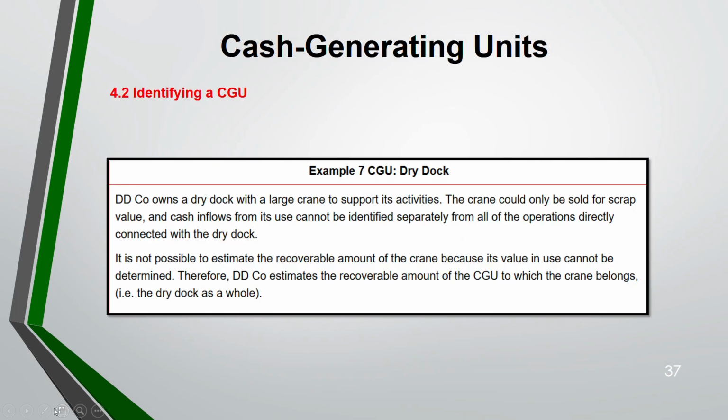Example 7, CGU dry dock. DD owns a dry dock with a large crane to support its activity. The crane could only be sold for a scrap value, and cash inflows from its use you cannot identify separately from all of the operations directly connected with the dry dock. So in this case, it's not possible for you to get a recoverable amount of the crane because its value in use cannot be determined. What happens? DD has to estimate the recoverable amount of the CGU to which that crane belongs. In this case, you have to find the recoverable amount of the dry dock as a whole. You are not able to find the recoverable amount of the crane alone.